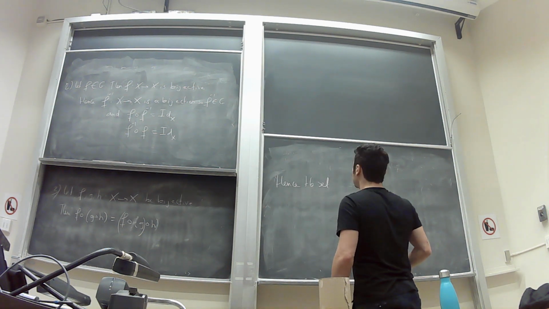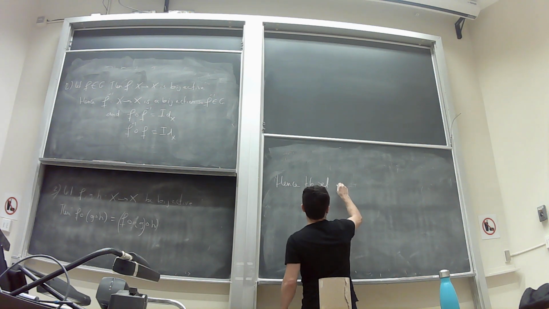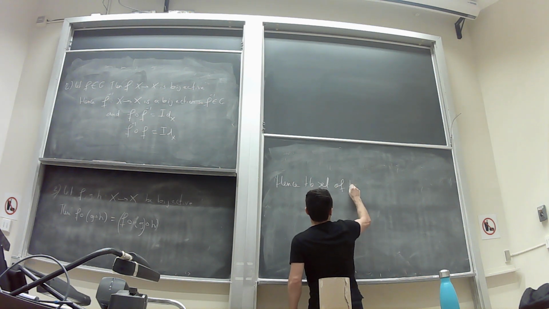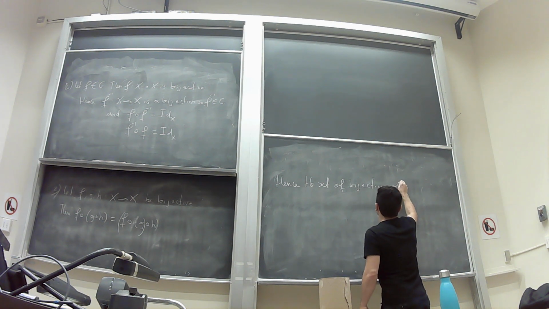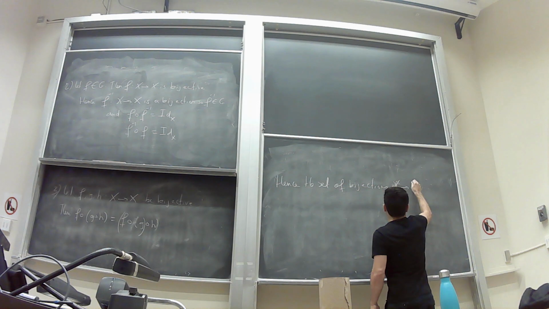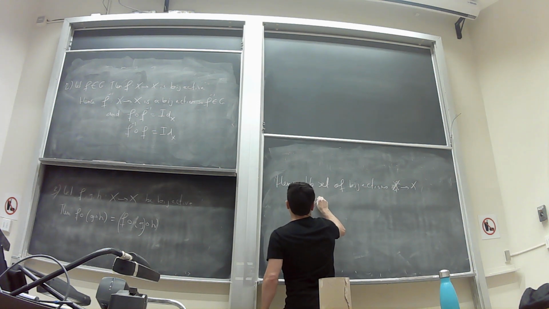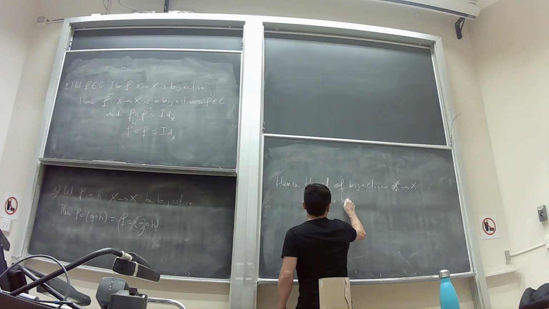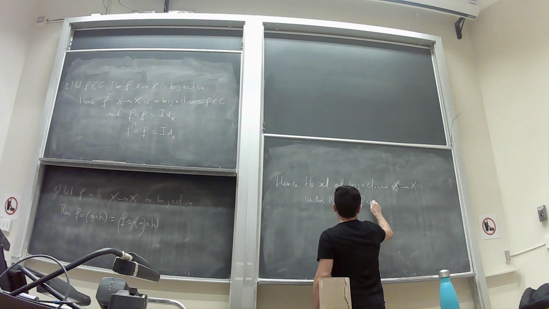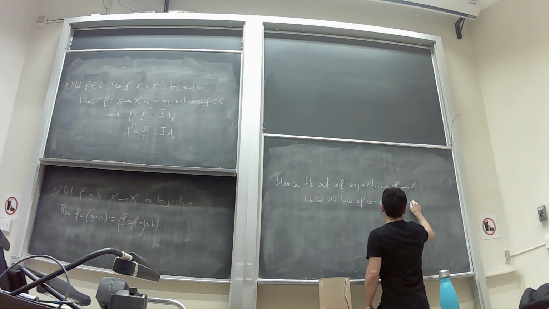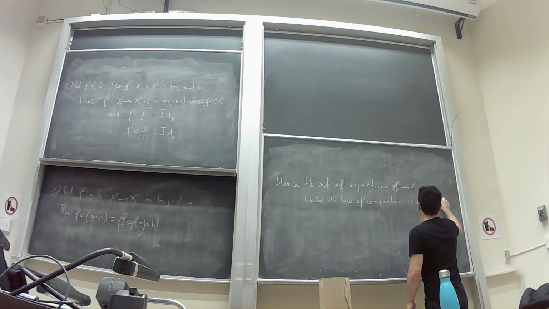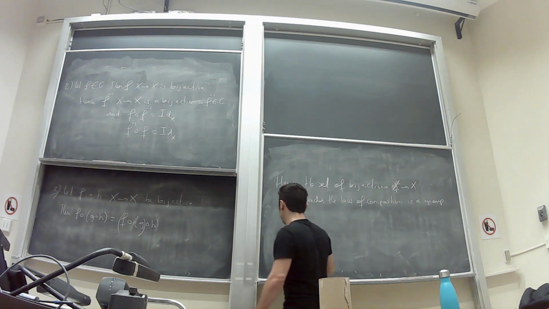Okay. The set of bijections from X to X under the law of composition is a group. Okay?